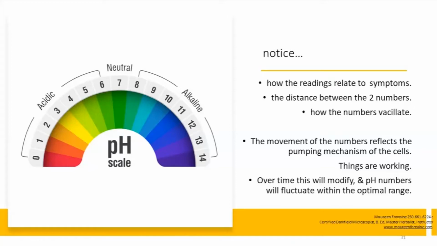The movement of the numbers reflects the pumping mechanism of the cells. It tells us things are working. And over time, if the pH of urine and saliva are quite staggered, you will see that it's operating within quite a big bandwidth. As they become healthier, it's actually nice and smooth within a narrower bandwidth.